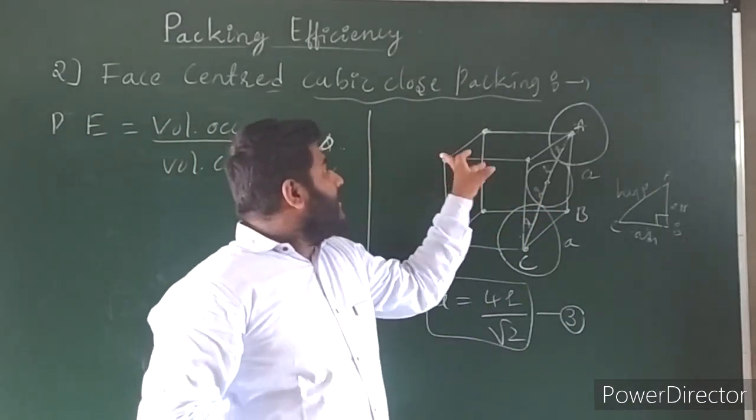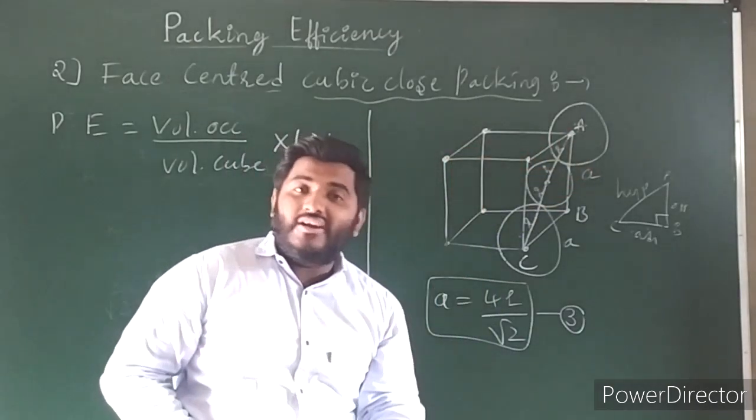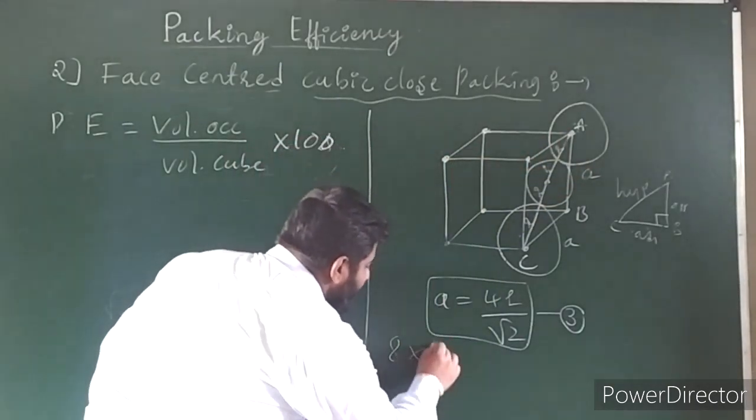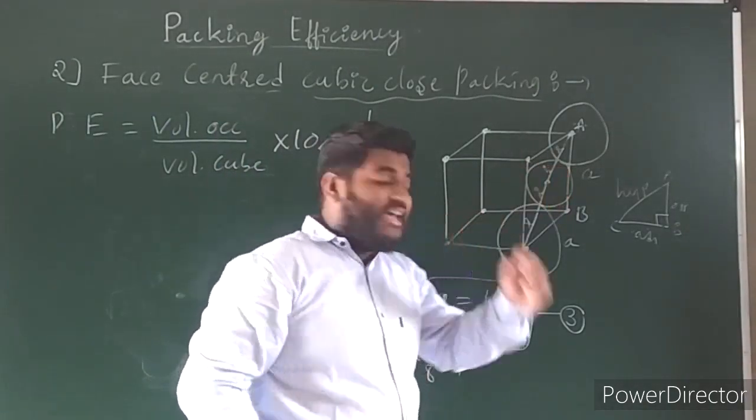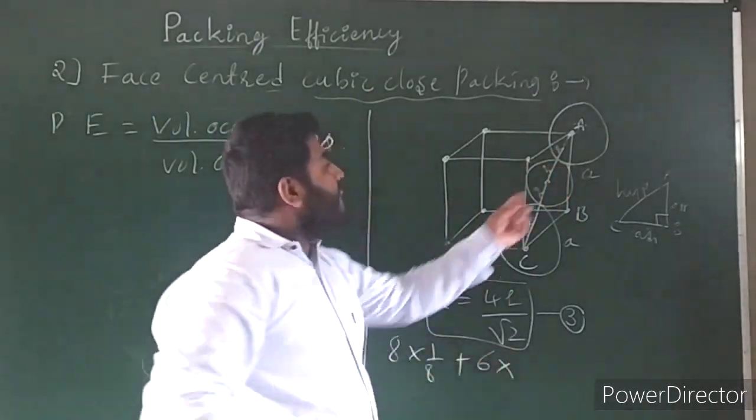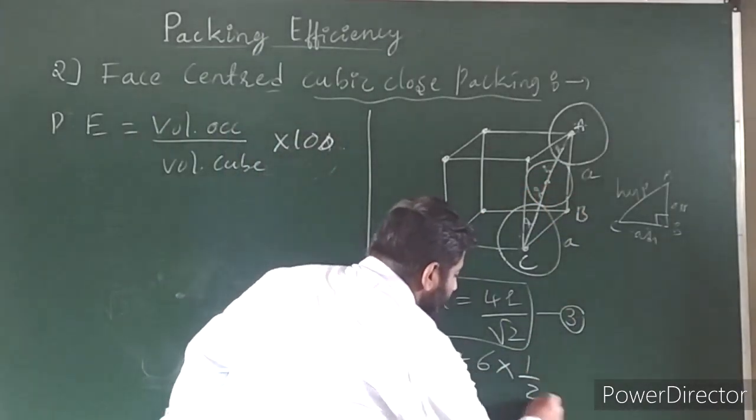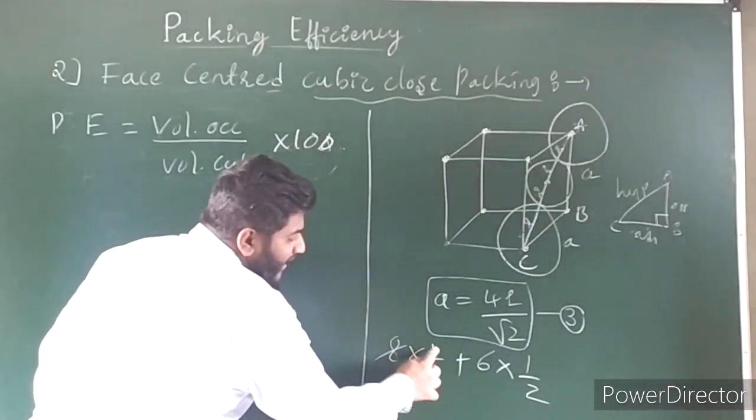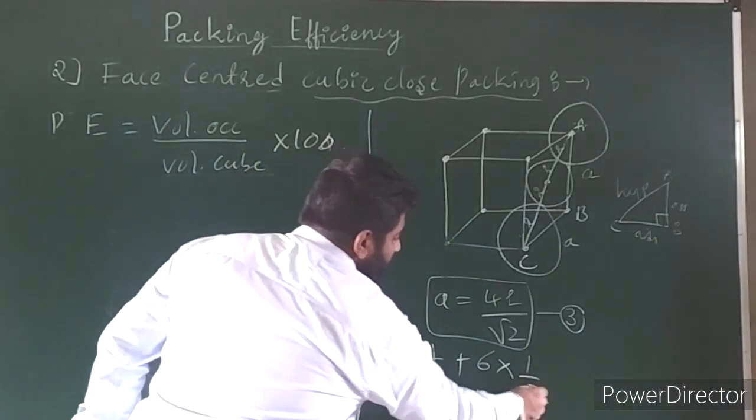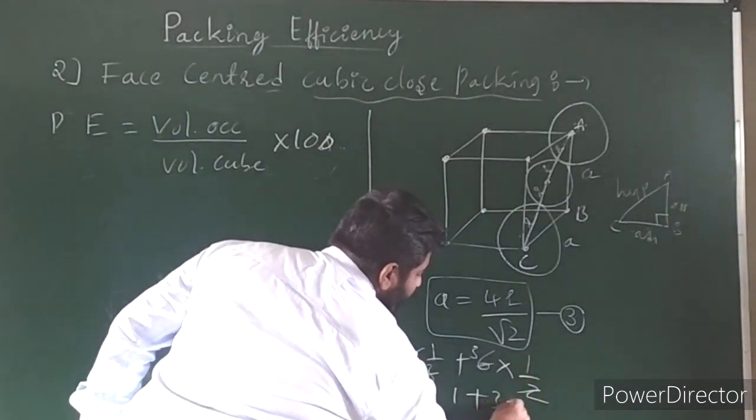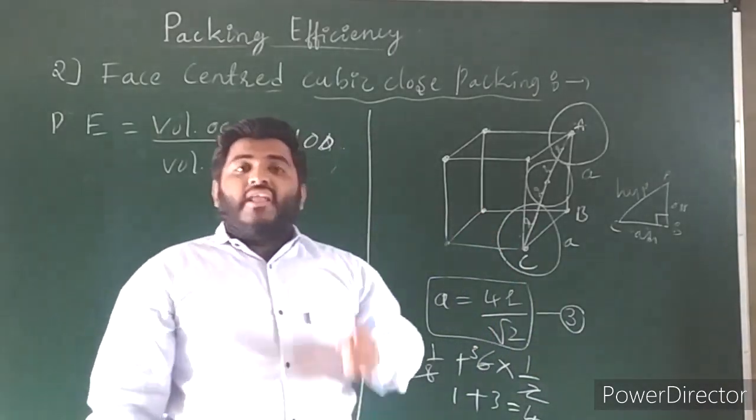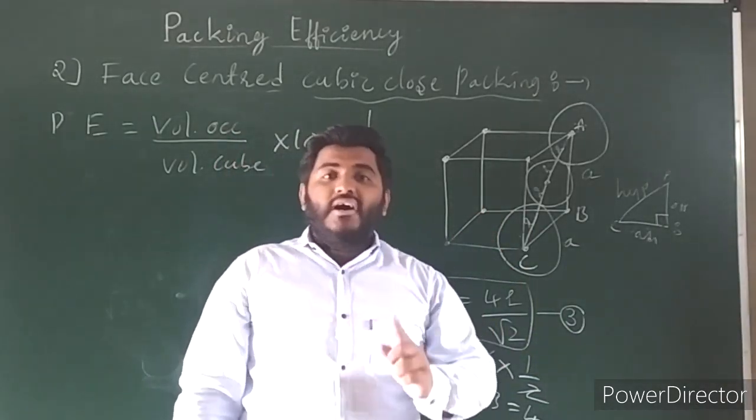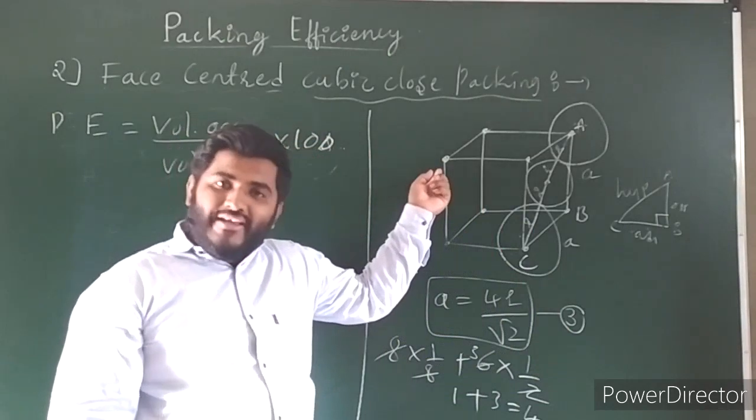How? 8 corners are there. What is the corners here? 8 into 1 by 8 plus face centered. How many faces are there? 6 are there. What is the face share? 1 by 2. So how much are you getting? 8 gets cancelled. 1 into 1, 1 plus 6 into 1 by 2, 3. 1 plus 3 is 4. Total 4. So in the earlier class we have discussed the number of atoms per face centered cubic unit cell.